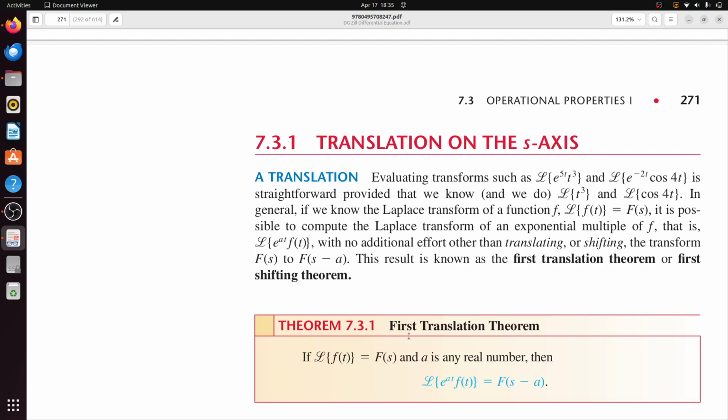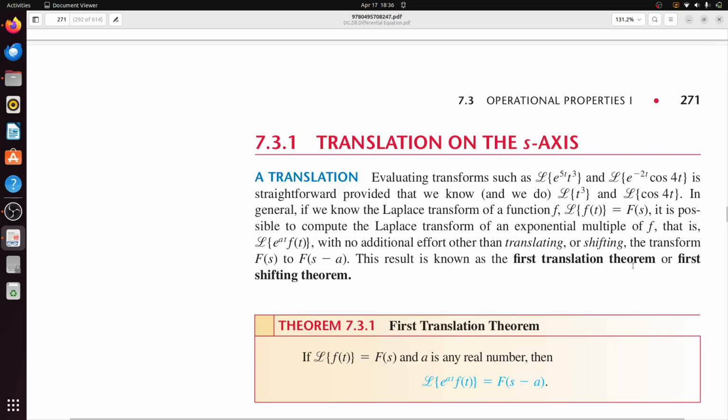So one of such methods is this: suppose we want to evaluate Laplace transformations of functions like e to the power 5t into t cube. You know the Laplace transformation of t cube: it will be factorial 3 divided by s to the power 4, right?